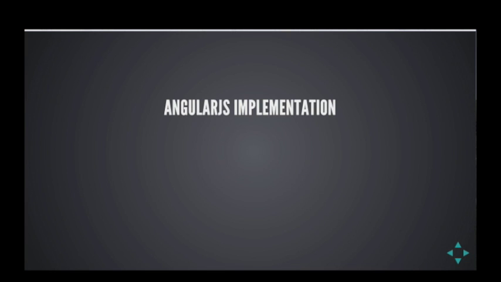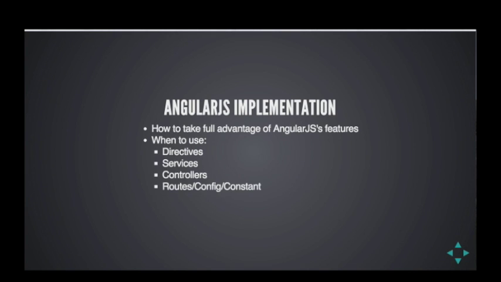Now, how do we do our AngularJS implementation? We wanted to take full advantage of all the AngularJS features, which means knowing when to use directives, services, controllers, routes, config, and constants. All the widgets, all the applications, everything that we create, we put in a module. We consider everything a module. For example, I have an infinite scroll service that I'm creating. That is considered a module by itself. I am creating a header for the site. That is considered a module by itself.